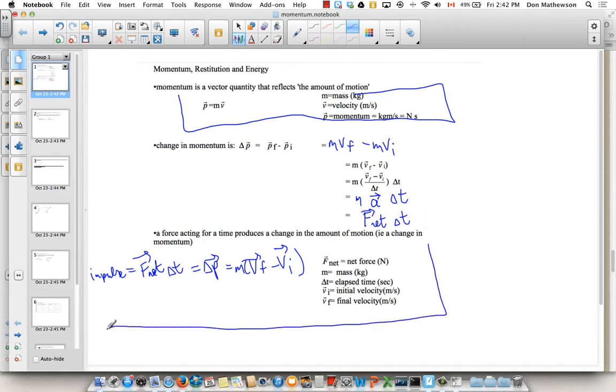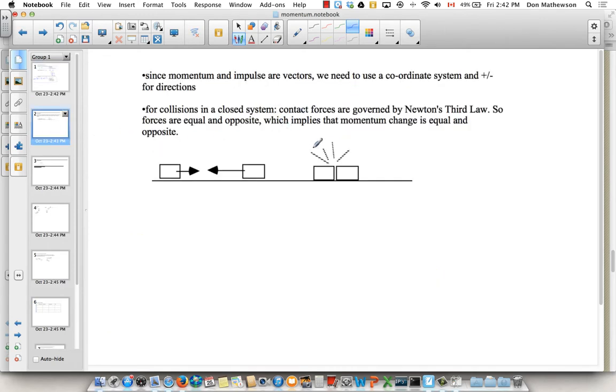Really, it's just a reformulation of Newton's second law, so in and of itself, it's not especially useful. Its only significant use is in the collision problem. In collisions, if we have what's known as a closed system, that just means a system that's cut off from the outside world.